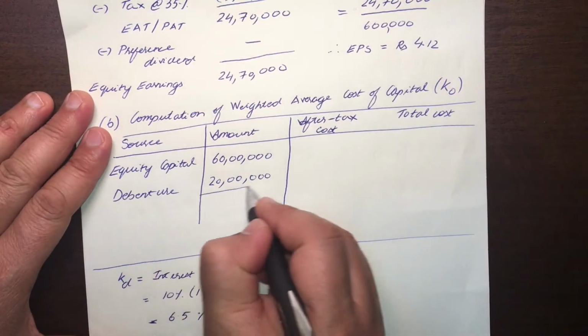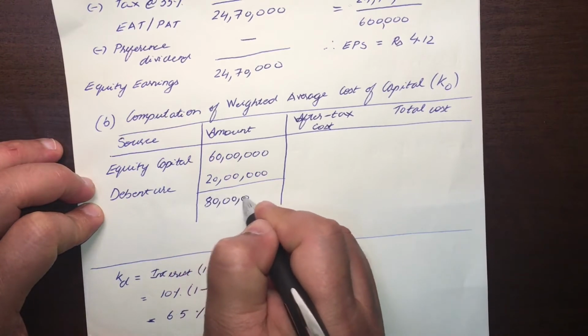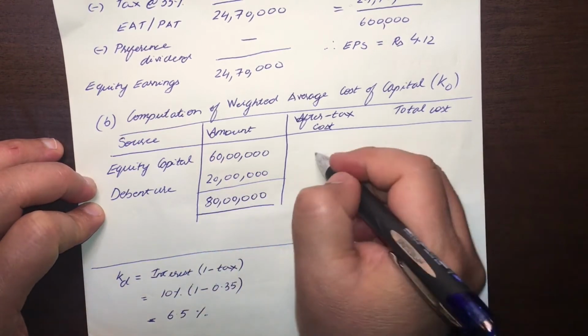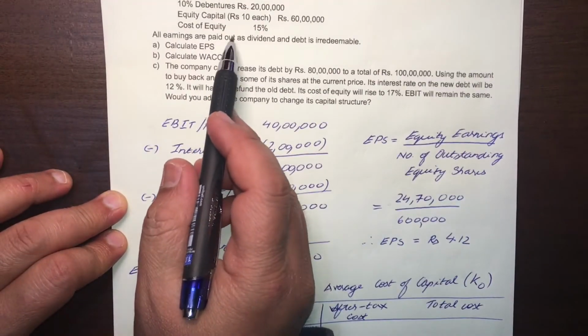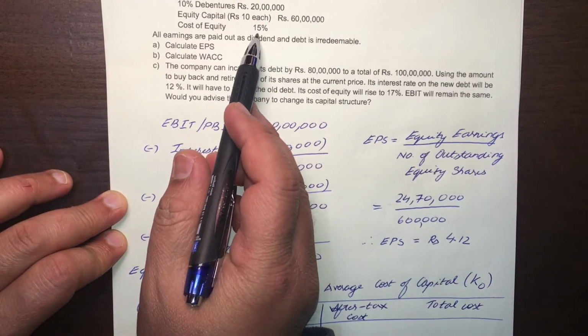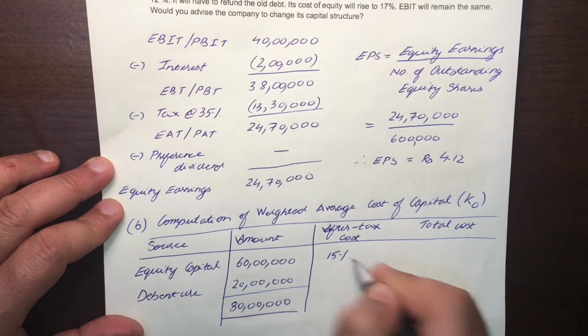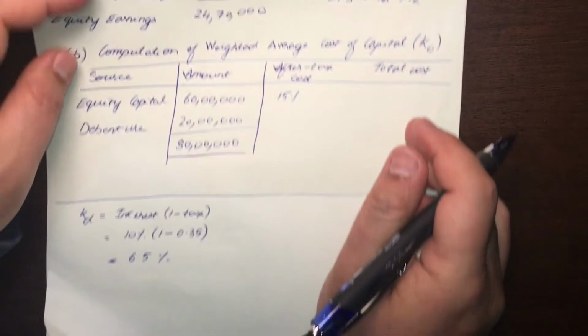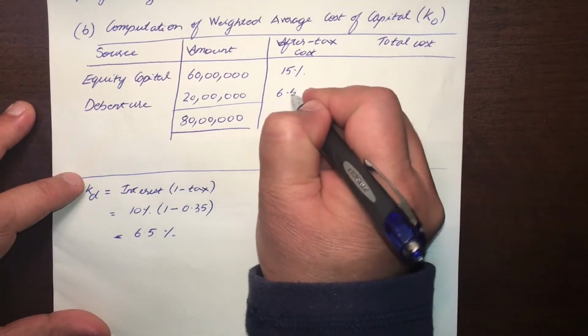All right. Take the total of this. This will be 80 lakhs. What is the after tax cost? Now the cost of equity, KE, is given. All right. So cost of equity is 15%, and cost of debt, cost of debenture, which is found out, is 6.5%.